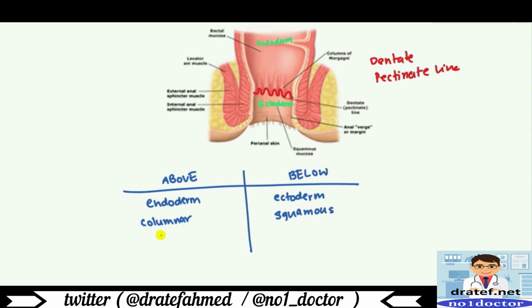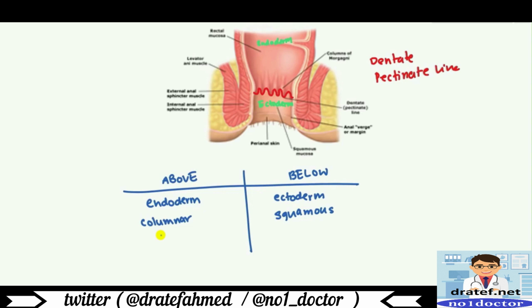And just as a side note, this also links into pathology related to cancer. So generally above the pectinate line, you get adenocarcinomas, and below the pectinate line, you get squamous carcinomas. And this is just because of the histology.